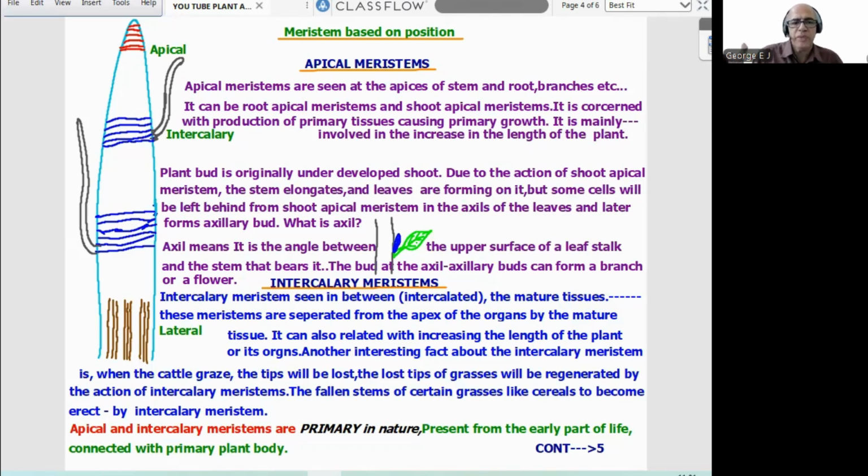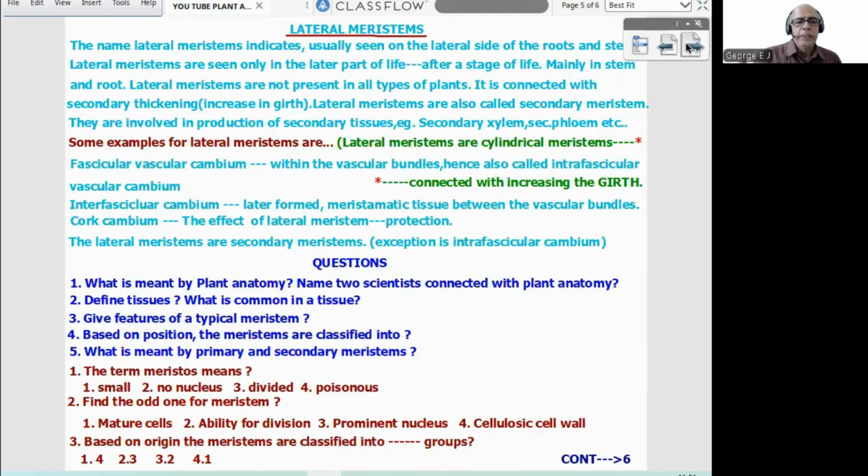Lateral meristem. The name itself we can guess. Next page I'll show you. The name lateral meristem indicates it is usually seen on the lateral sides of the roots and stem. Lateral meristem is seen only in the later, secondary stage, after the primary stage of initial growth, and mainly in stem and root. Lateral meristems are not present in all types of plants. There is an event called secondary growth, secondary thickening, present in NCERT but not dealt with.